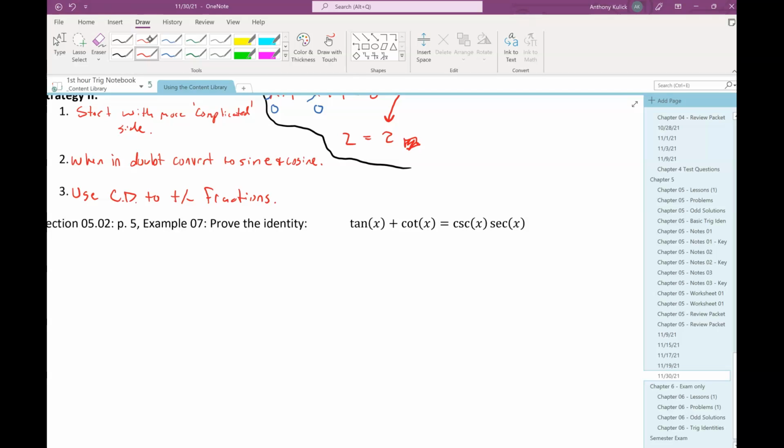So if I look at tangent of x plus cotangent of x, is there anything algebraic to do? No, right? There's no fraction, so we can't reduce or use a common denominator. There's no like terms to combine. There's no greatest common factor to pull out. So there's nothing algebraic I can do with this. So I know that whatever I'm going to have to do on this first step, it's going to have to be trigonometric.